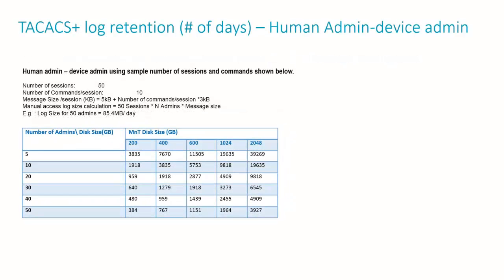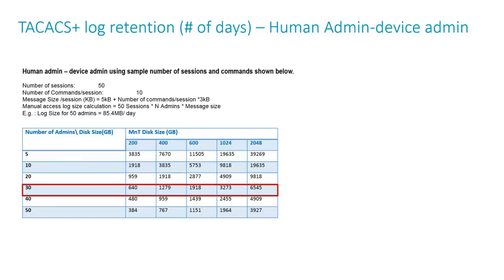Now, this is for the scripted device admin model, where customers are using a programmatic approach. If a customer is using human admins, you can see that for 30 human admins, the log retention capacity seems significantly higher than the device admin model, as you can see from this table. If you look at the log size for 50 admins, it is 85 megabytes per day. So for 30 admins, it will be approximately 52 megabytes per day, which amounts to 1.5 gigabytes per month. So our original scoping for the device admin model with 1 terabyte capacity will be sufficient to hold this as well.